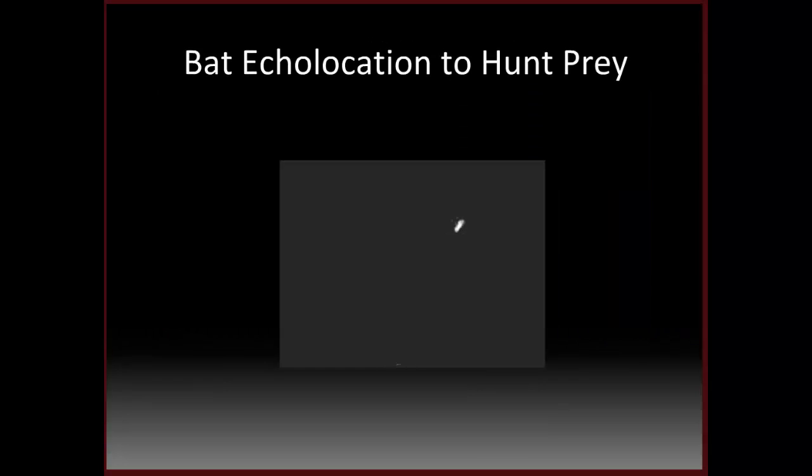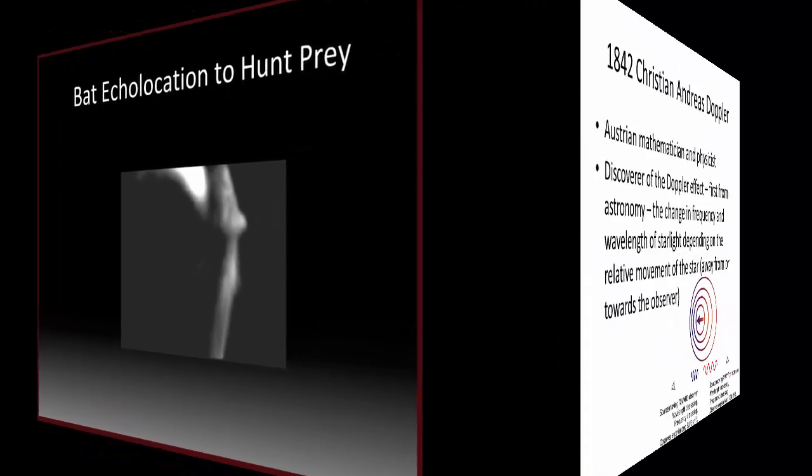Bats also, as you know, use echolocation to hunt prey. In this clip, a bat will hunt a moth and catch it in mid-air. The intensity and pulse repetition of the ultrasound impulses changes as the bat homes in on the moth. And it does this so that it has a much more precise location of the prey animal.